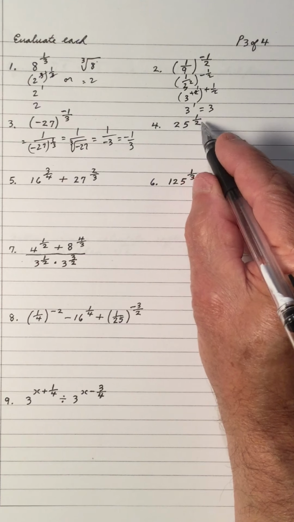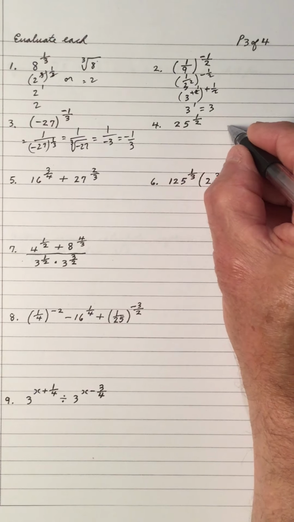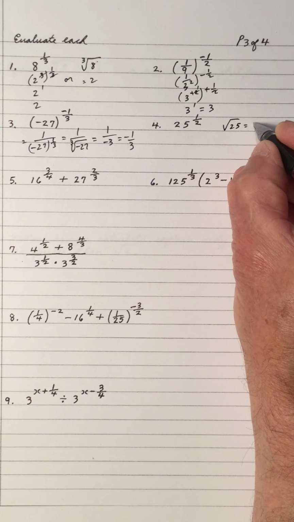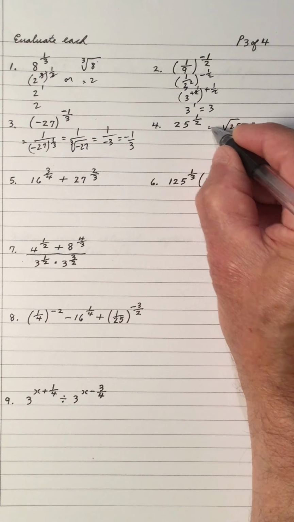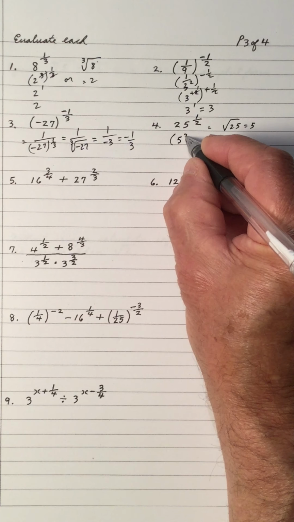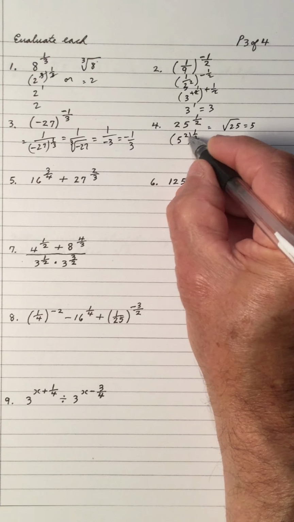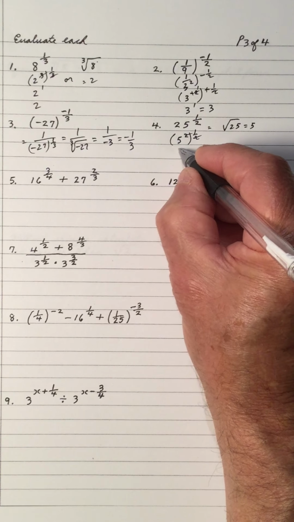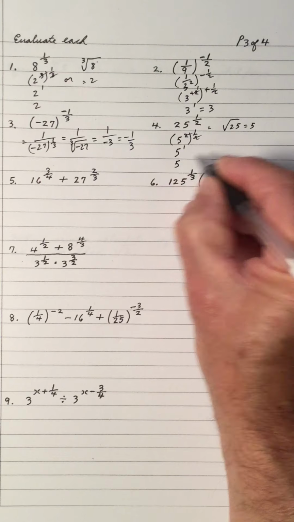Number 4, 25 to the half. We could go square root of 25, which is 5. That's one way to do it. Another way to do it, 25 is 5 squared. Power of a power, we cancel. 2 times a half, 2's cancel. We get 5 to the 1, which is 5, either or.